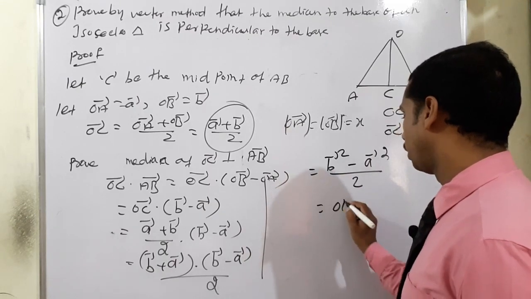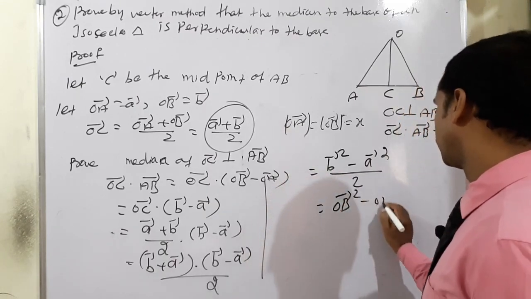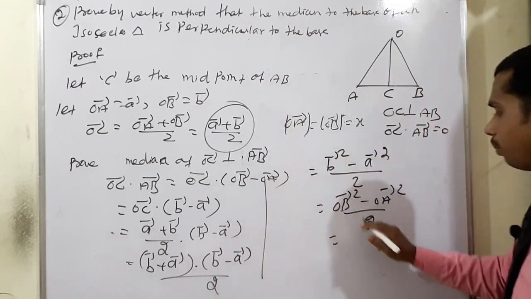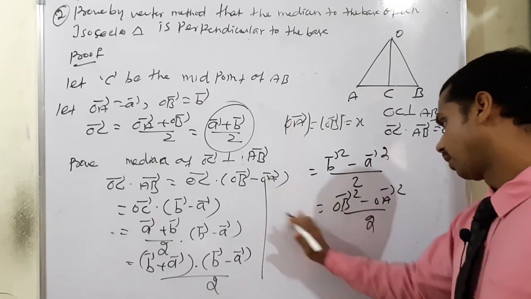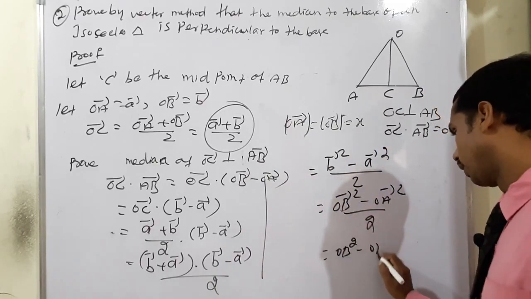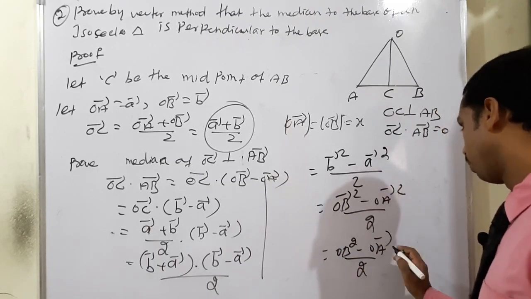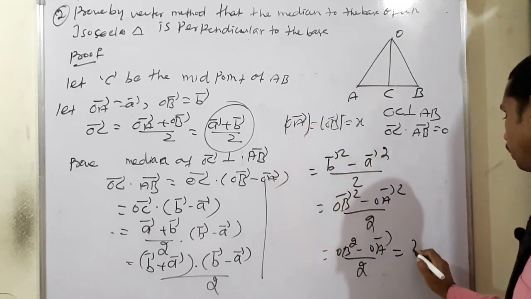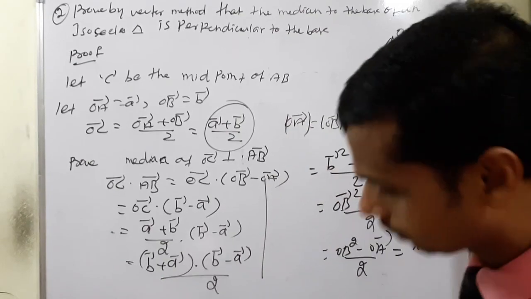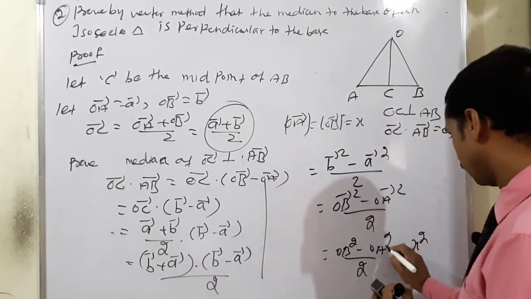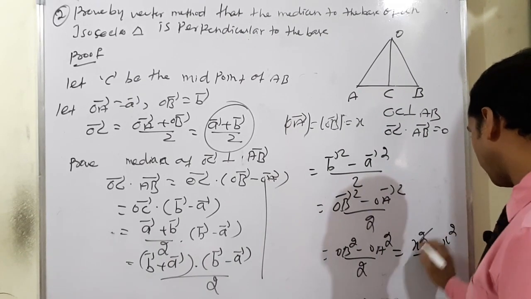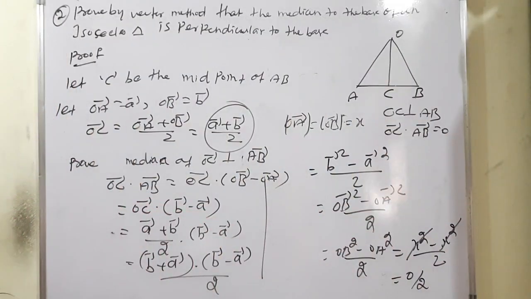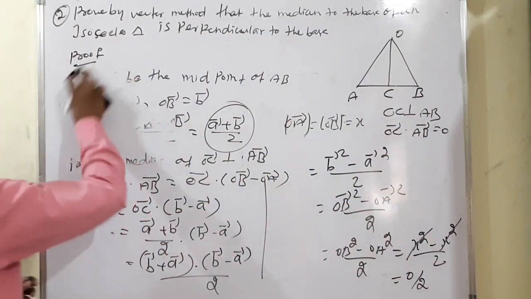What is the meaning of B vector? OB vector square minus OA vector square divided by 2. Already we know the modulus of OB vector and OA vector, and modulus squared we can write without the modulus. Therefore OB square minus OA square divided by 2. Already we know it is isosceles, so modulus of OB as well as modulus of OA is considered x, so we can write x square minus x square divided by 2. So x square minus x square cancel means 0 divided by 2. 0 divided by anything, what answer do we have? 0, isn't it?